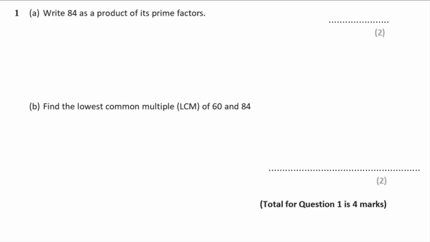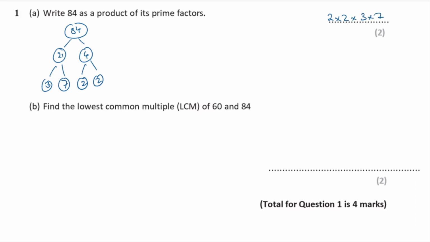Question 1a. Write 84 as a product of its prime factors. Now, you can do this with factor trees, so starting with 84 at the top and then thinking about two numbers that multiply together to give you 84. Well, 4 goes into 84, doesn't it? It goes in 21 times. 21 times 4, and then you can break the numbers down, so that's going to give you 3, 7, 2, and 2. So making 84 2 times 2 times 3 times 7.